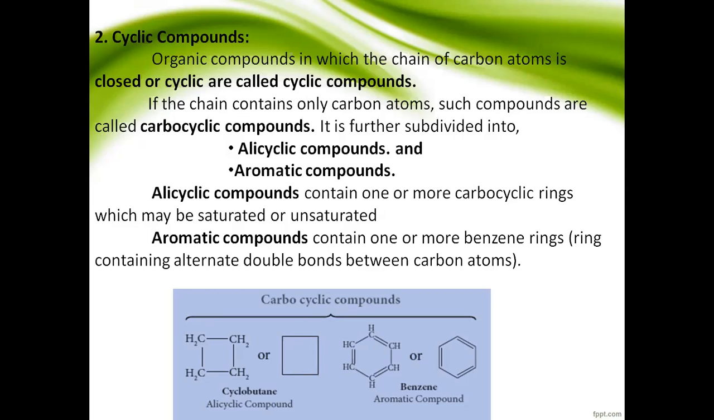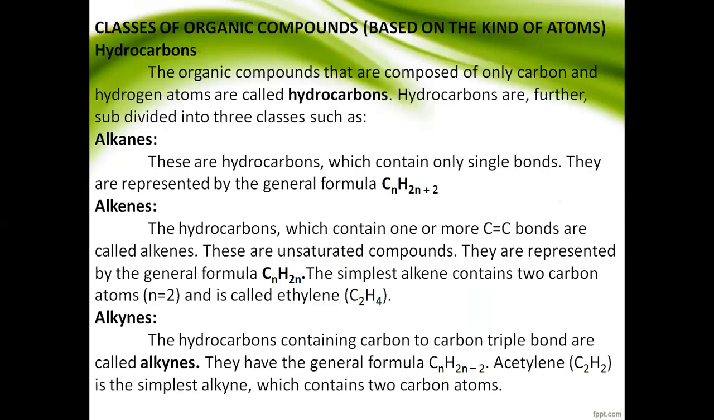This carbon gives different classes of organic compounds. This type of organic compounds is classified based on the kinds of atoms. That is hydrocarbons. Hydrocarbons are further divided into alkanes, alkenes, alkynes. Naming is very, very important. How these are named, the IUPAC name and common name, we will discuss after.